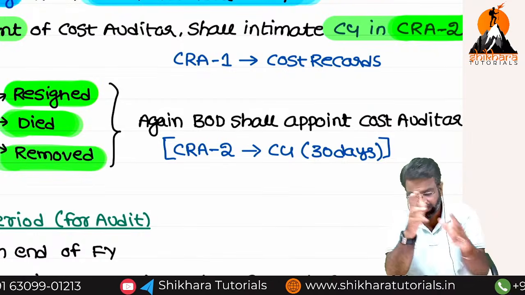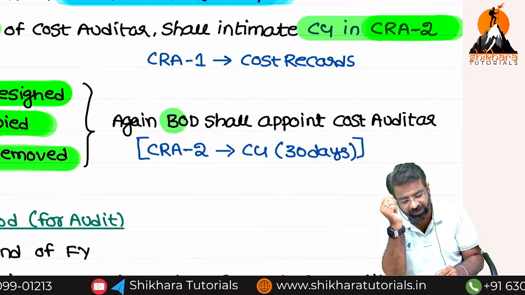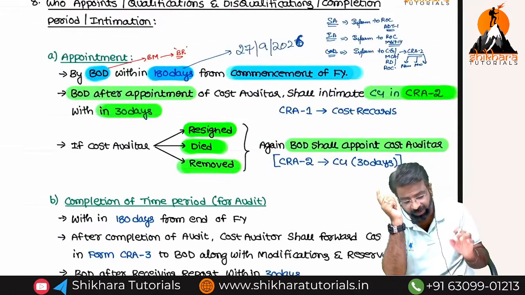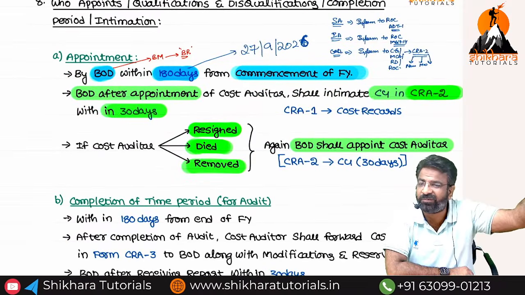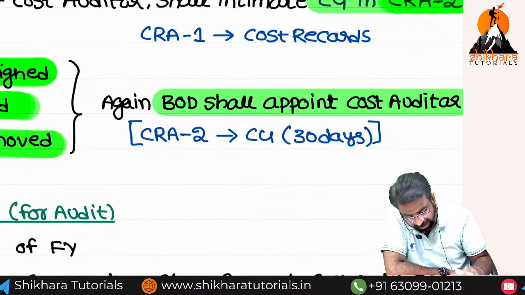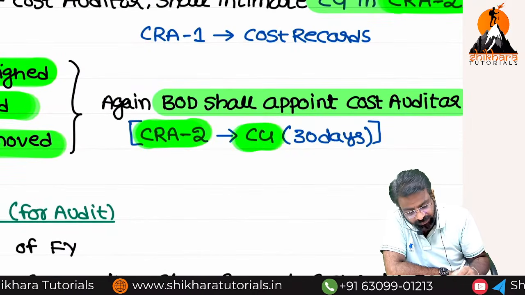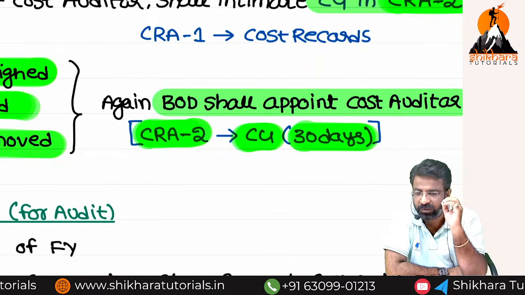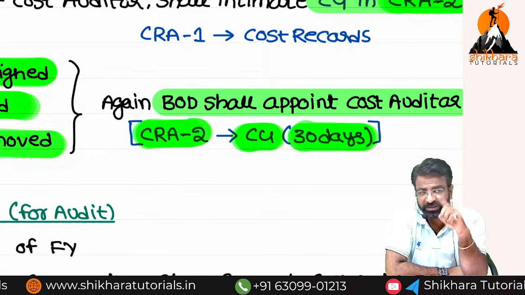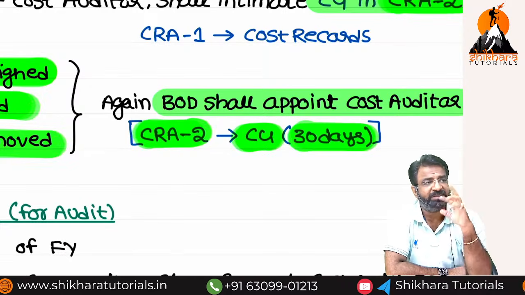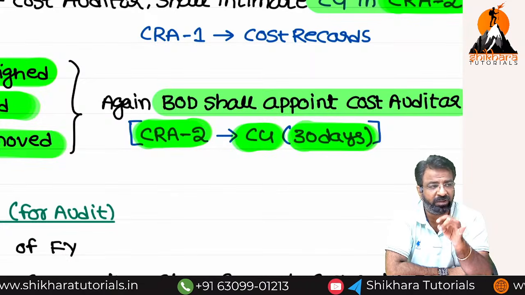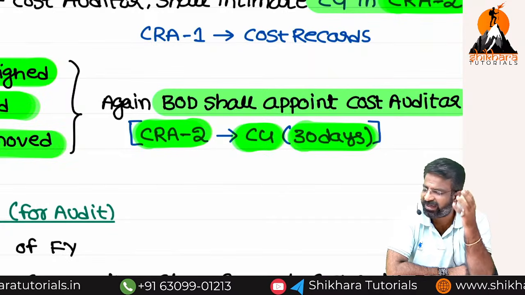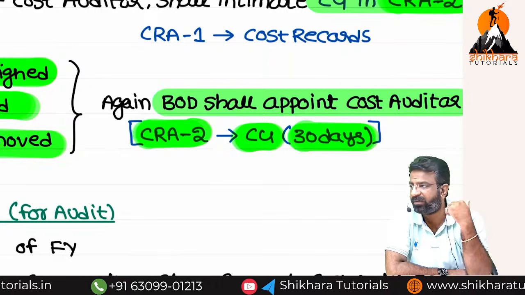How many days? So the board of directors shall appoint a cost auditor within 30 days. But remember, the central government doesn't know the details of my new cost auditor, so we'll again send the form within 30 days. So it means CRA2 comes into the picture 2 times. Once when we appoint the auditor for the first time, and second time when it is death, resignation or removal. Both times the central government says, you remove, you resign, as many times, that many times you have to send me form CRA2.